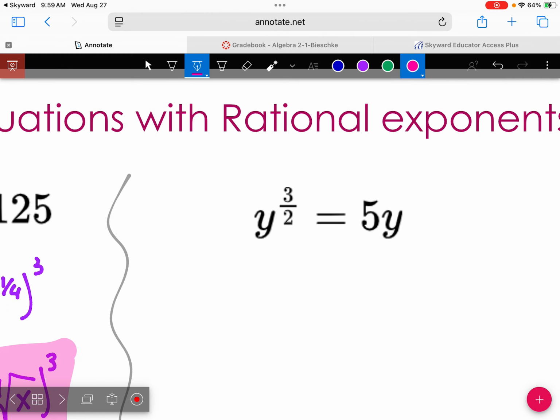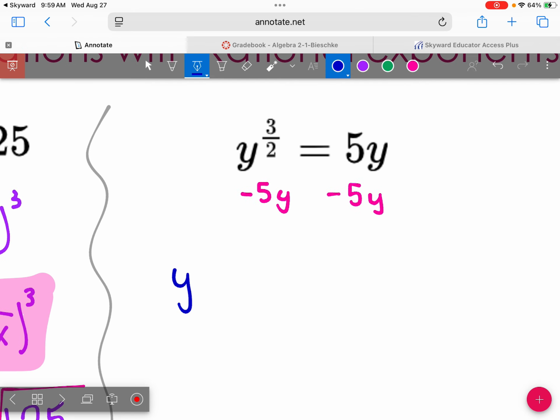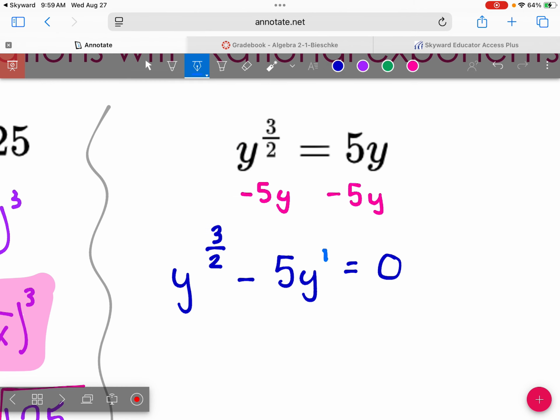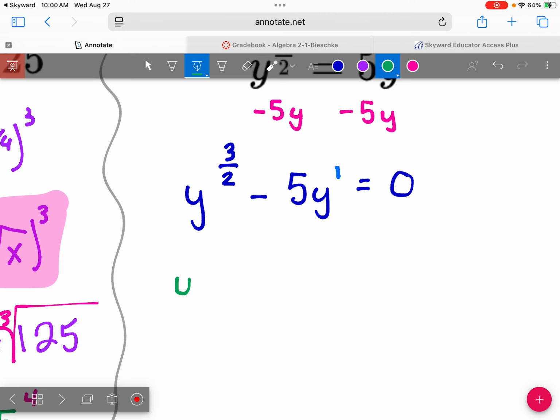So what I'm going to do on this one is I'm going to subtract 5y from both sides to get my y to the 3/2 minus 5y equals 0. I can't combine them together because they don't have the exact same exponents, because this y has a power of 1. But what I can do, since this is 3/2 or 1 1/2, and this one is 1, I can factor out a y to the first. If I divide y to the first out, we're going to have y to the, what is 3/2 minus 1? 1/2.